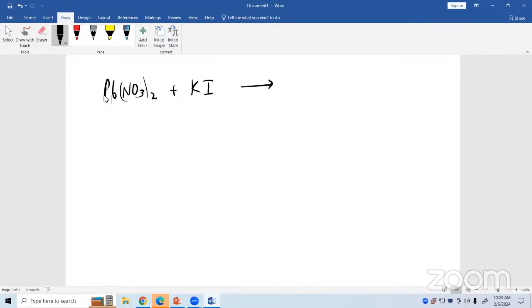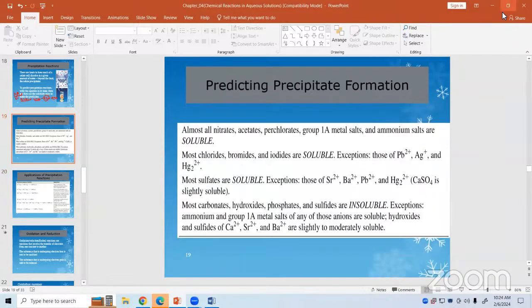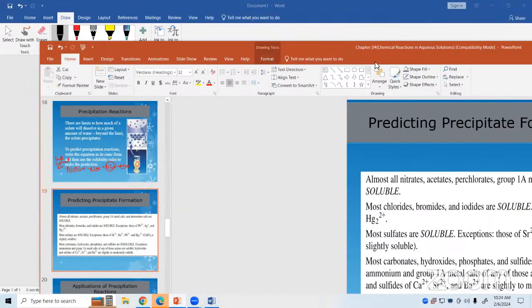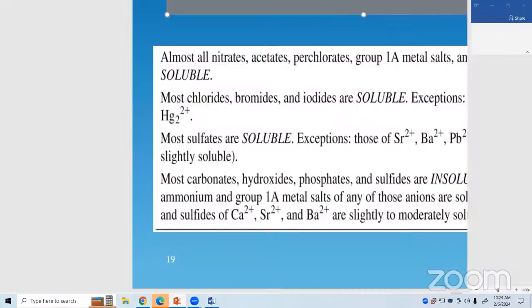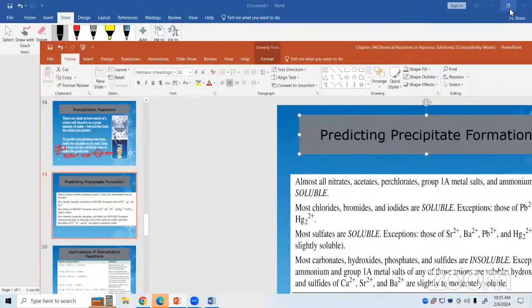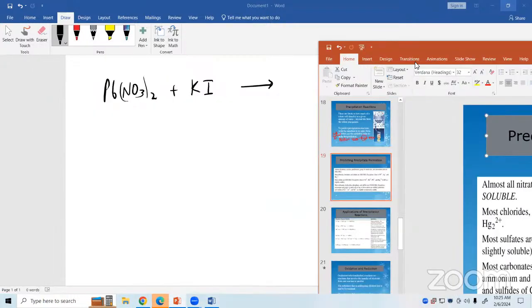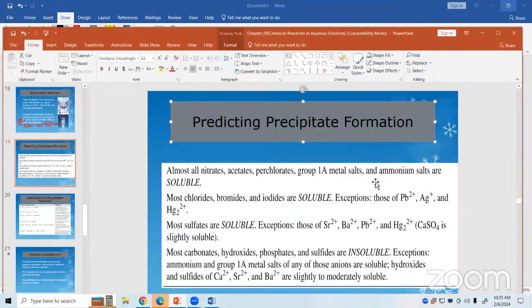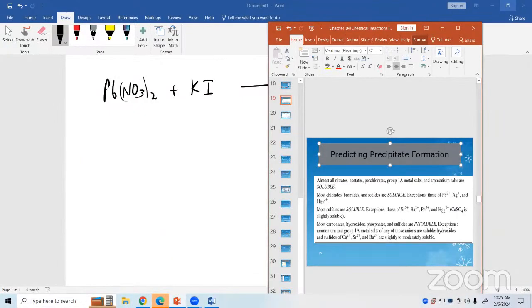The first thing I would do is consult the table that I showed you before. So let me go back to this right here, and let me make it smaller. Okay, so that's the table.